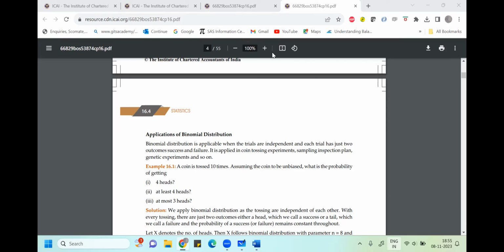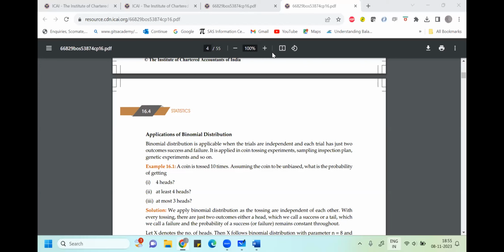What about others? 4 heads, 10 coins are tossing. 4 heads means 10C4 by 2 to the power 10. 10C4, if I'm not wrong, is 10 into 9 into 8 into 7. Okay, 10C4 would be 120. So 120 by 1024. Then you can dissolve 120 by 1024 divided by 4, divided by 8. 8 also it will go. No, it will not go by 16. It would go by 8.